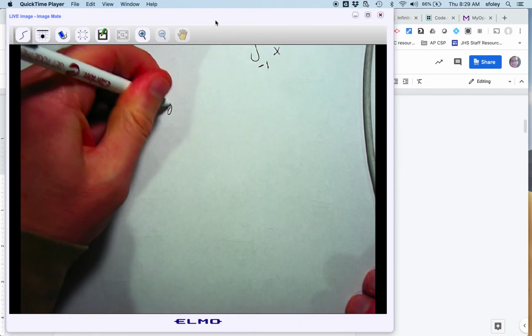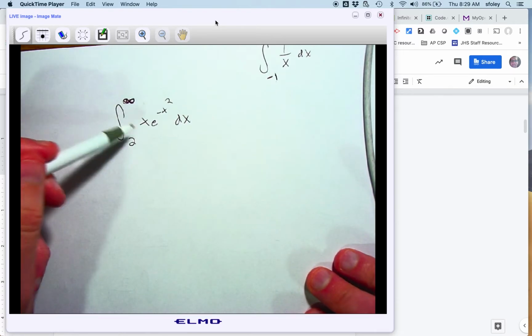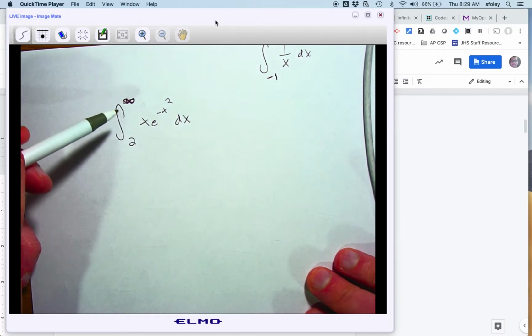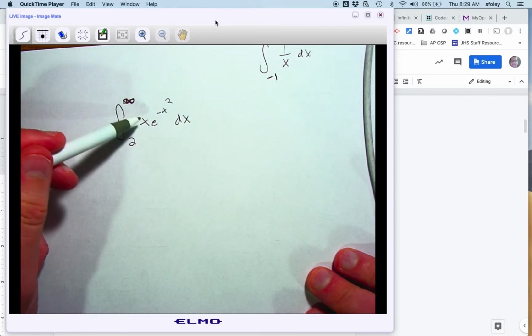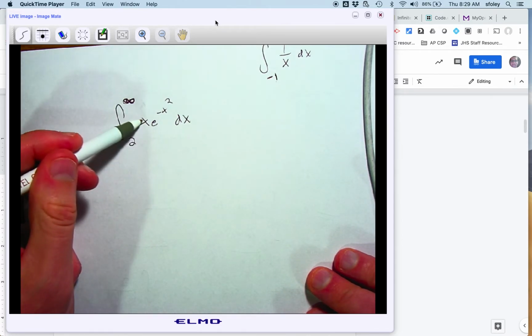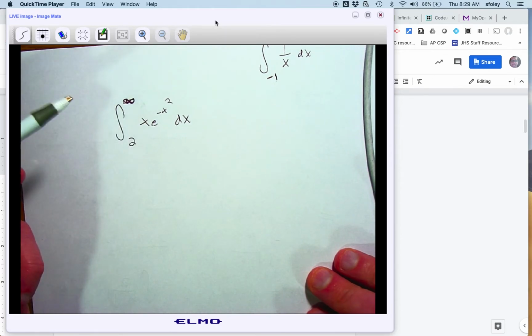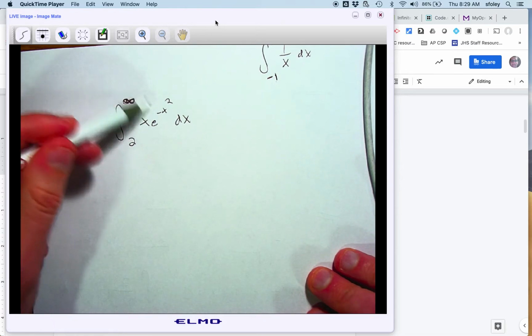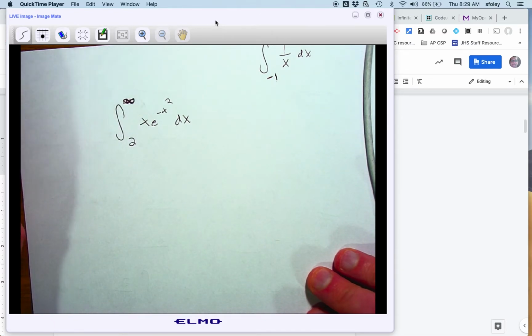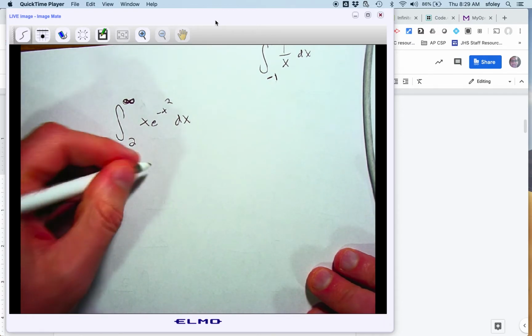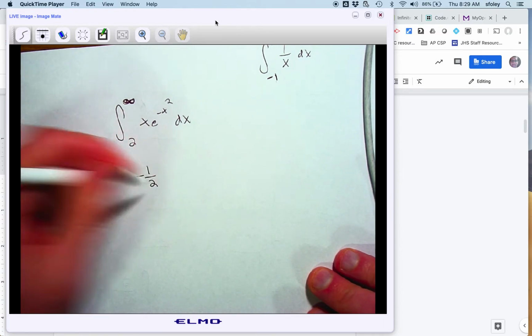In this case, you maybe just watched the integration by parts video. It looks like this is maybe an integration by parts problem because we've got an x times an exponential, but this x squared sort of changes the game. The derivative of negative x squared is negative 2x. And so I can actually take the antiderivative of this with just that correction factor or use substitution.